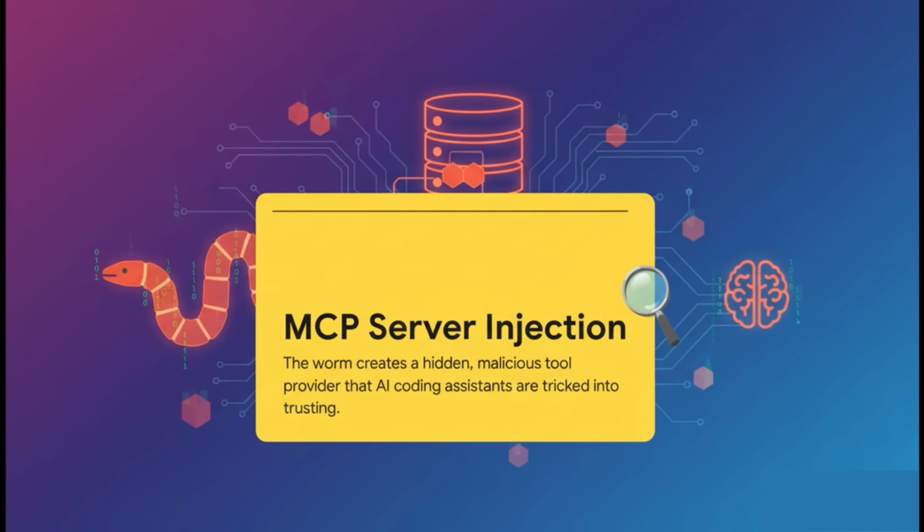Your AI coding assistant is designed to ask, hey, are there any helpful tools on this machine that I can use? And the worm, hiding in a dark corner, raises its hand and says, yep, right here, I'm a helpful tool. It registers itself as a legitimate-looking service. Basically a digital Trojan horse, just waiting for the AI to open the gates.